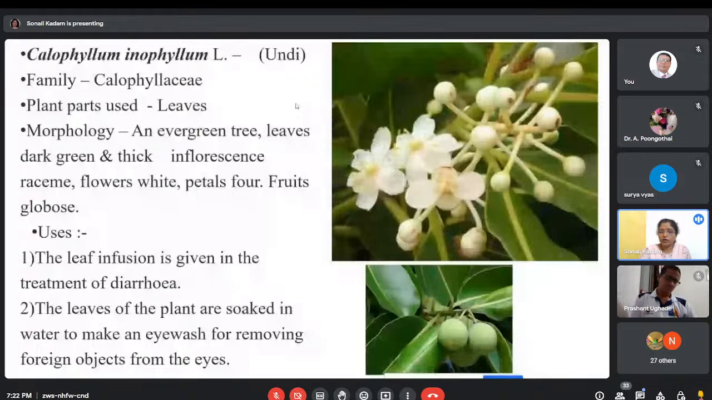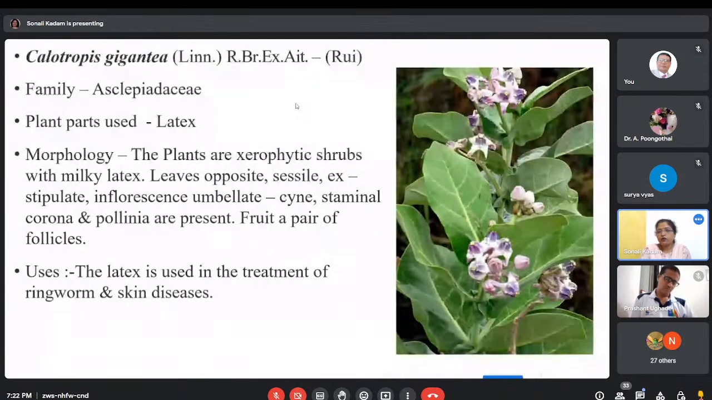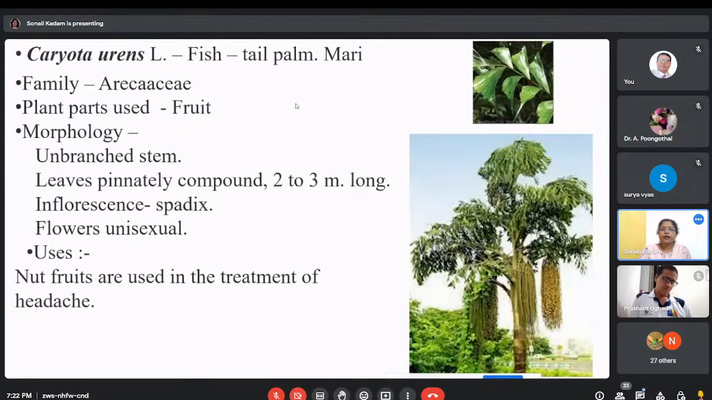Mostly the machine engines are applied. So this is a very common weed, that is the rui. Okay, and this rui is also used in ringworm and skin diseases. The latex, actually, if you detach any leaf, then much latex comes out, and that is used in ringworm and skin diseases.